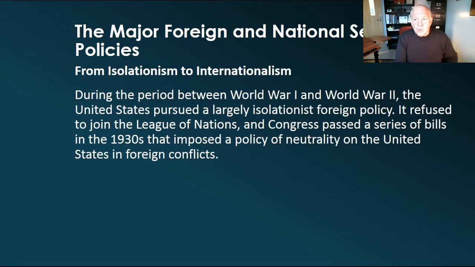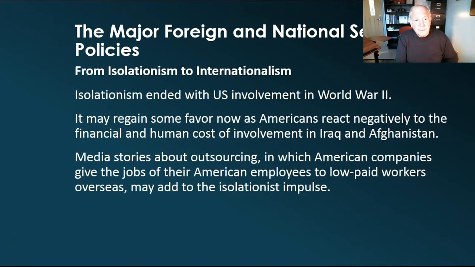During the period between World War I and World War II, the United States pursued a largely isolationist foreign policy. It refused to join the League of Nations, and Congress passed a series of bills in the 1930s that imposed a policy of neutrality on the United States in foreign conflicts. Isolationism ended with the U.S. involvement in World War II.